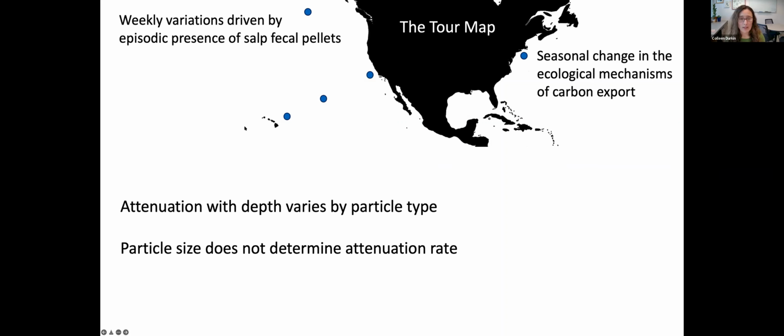And then, I want to use this last part of my talk to think about particle size and take advantage of these three last locations where we only had one trap depth deployment at 150 meters at all three of those locations. And so I'm going to show you that data separated by size.